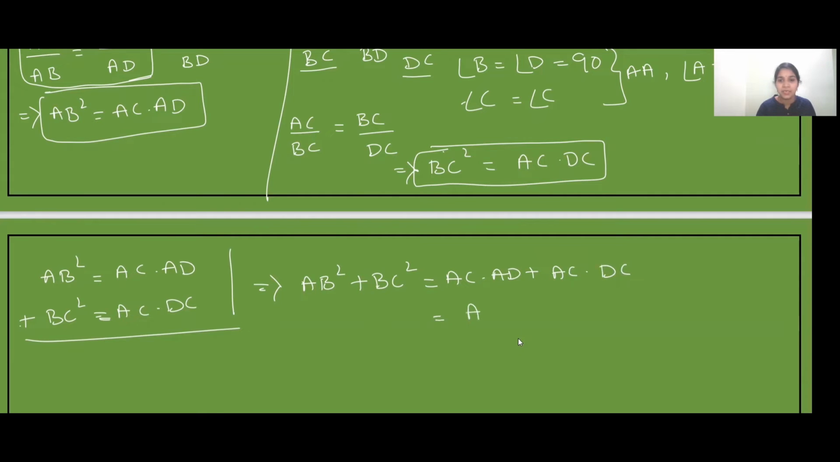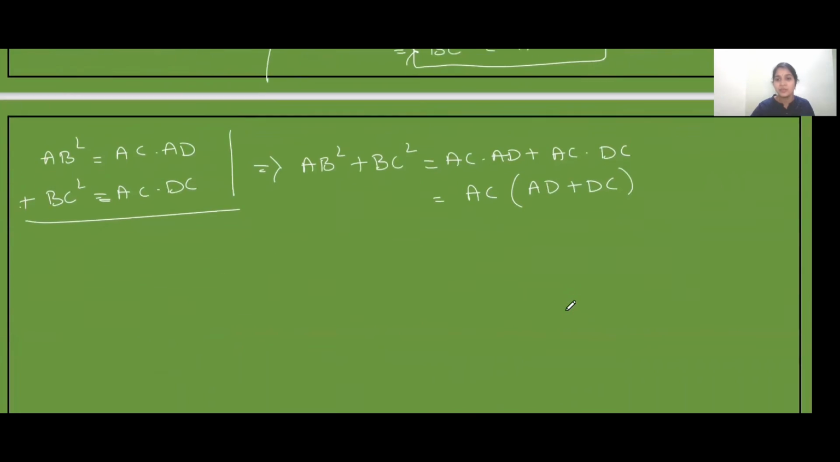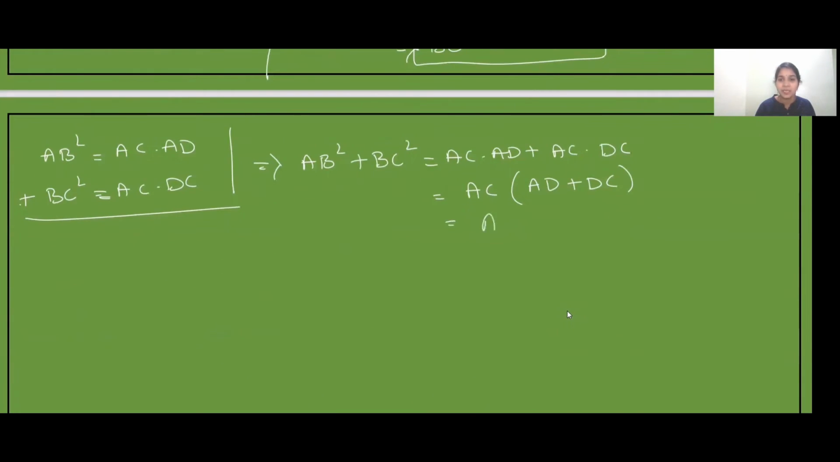From this, let us pick up AC as common. So AC into AD plus DC. If you add these together, AD plus DC together gives us the hypotenuse AC. So AC into AC. Finally, what we got? AC square is equal to AB square plus BC square. This is how the Pythagoras theorem can be proved.